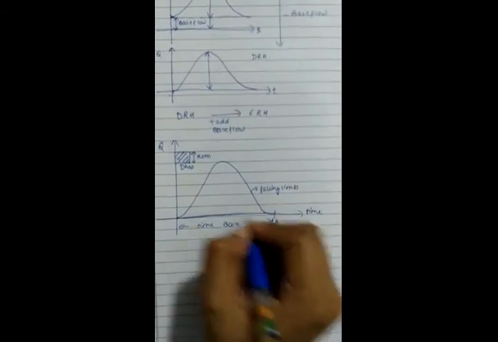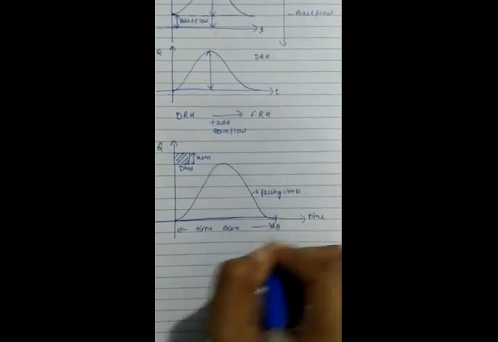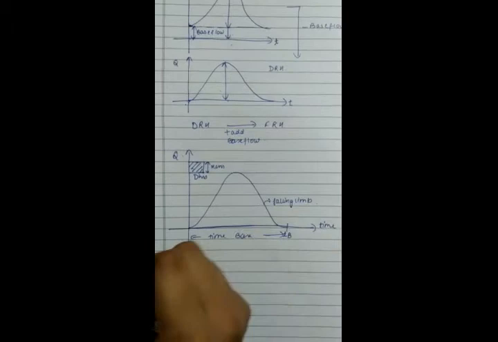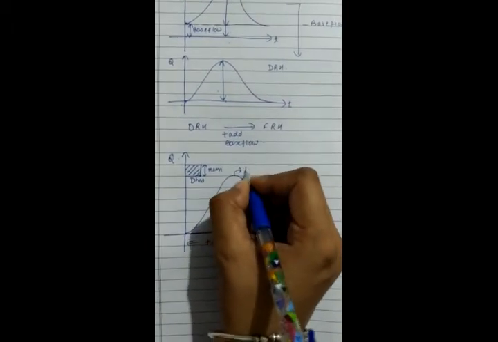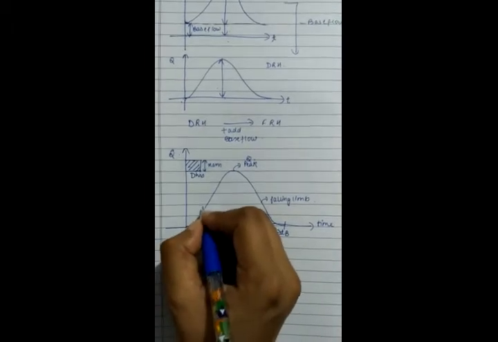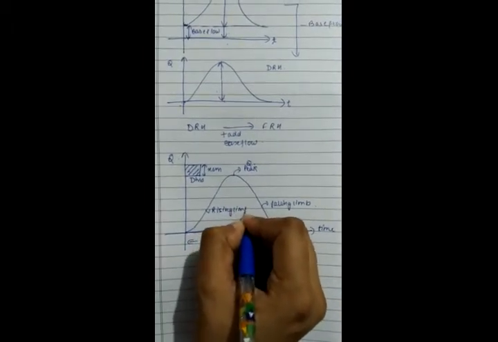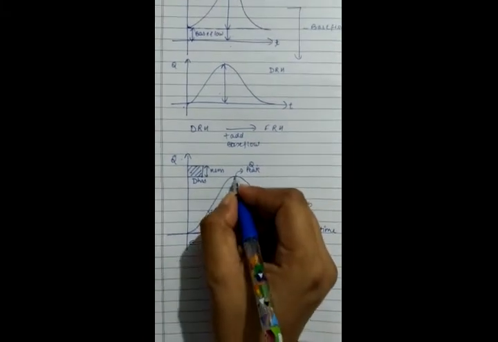This is called the falling limb. Again, falling limb, why? Because rainfall has stopped after a certain time, that's why I get this falling limb, else I would continue to get the hydrograph. This part is called peak discharge, or I say Q peak. This is called the rising limb.